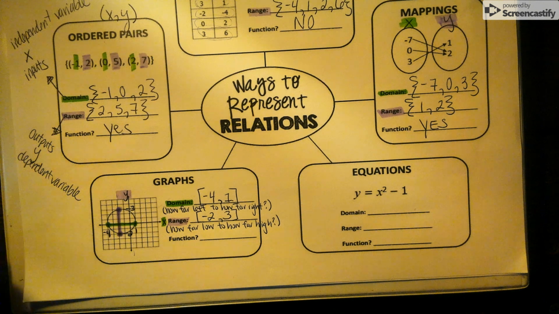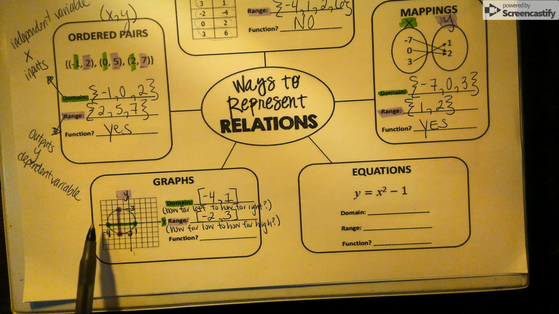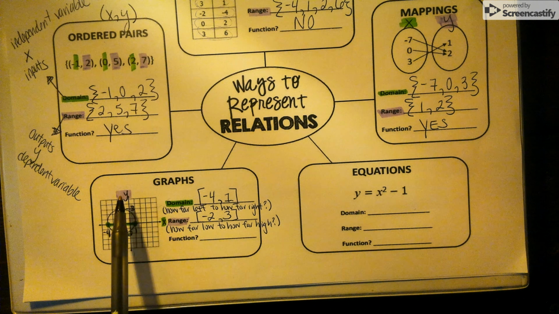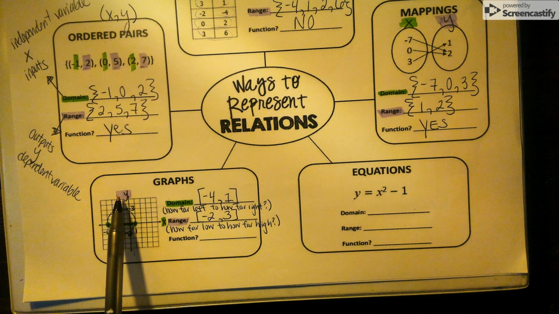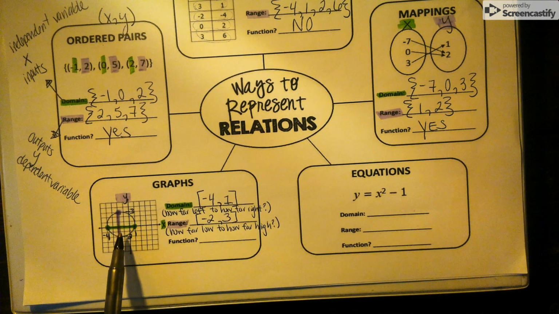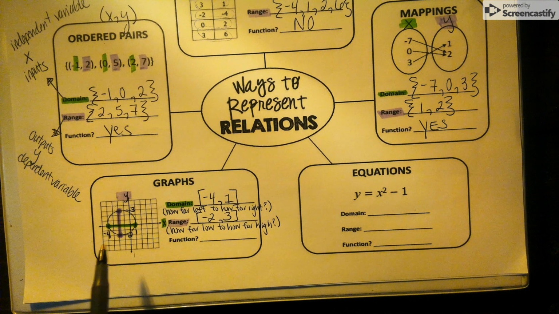And then finally, I need to decide if this is a function or not. What's nice is that this is an image, and so if I were to draw a vertical line anywhere on this graph, I would see that my vertical line would go into many different spots of the graph.